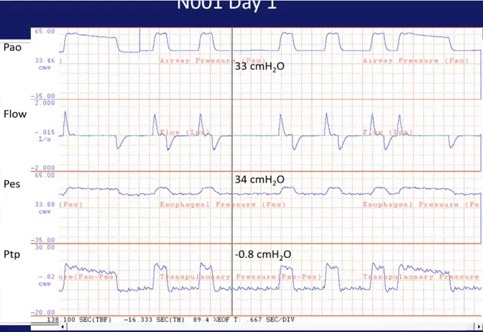So how many people here would put a PEEP of 33 on a patient without an esophageal balloon? Can't really see, but it looks like nobody. So this really allows you to titrate and individualize the PEEP to the patient.